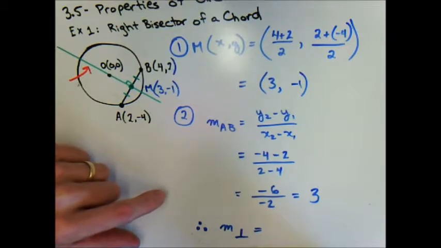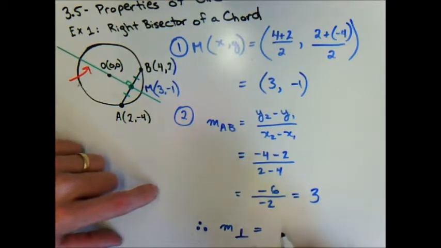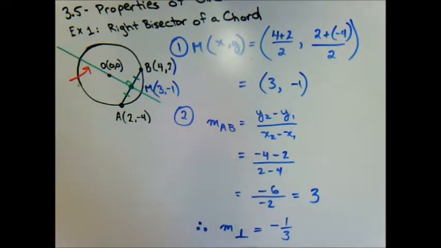Negative because it's opposite, and 1 over 3 because it's a reciprocal. Negative 1 over 3. Great. So now I have the slope of our new line, y negative 1 over 3.